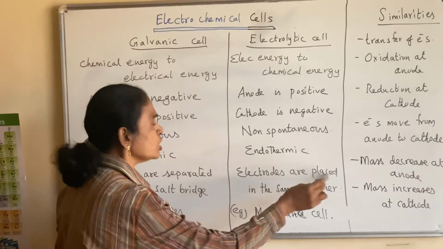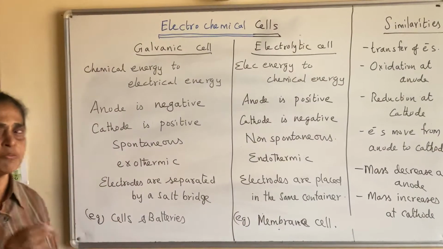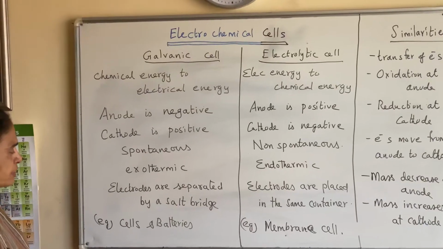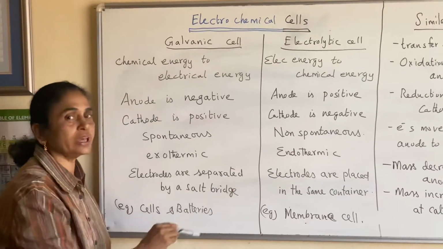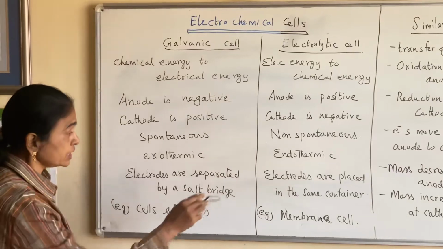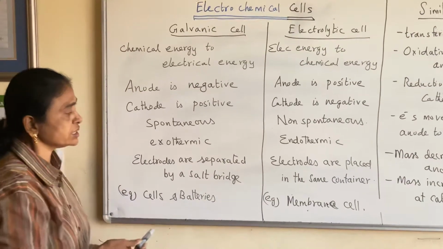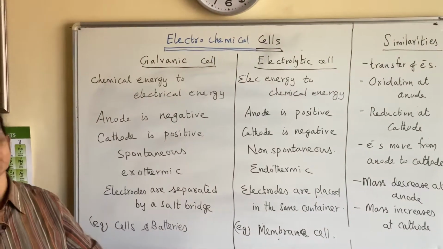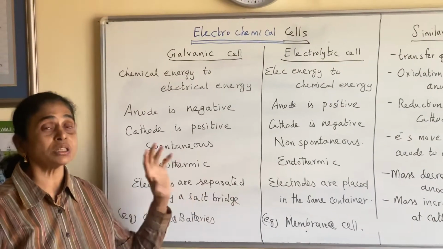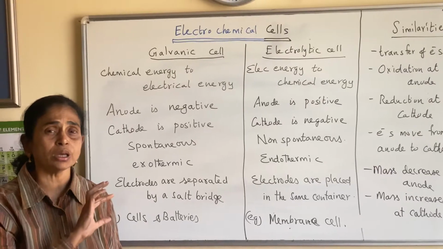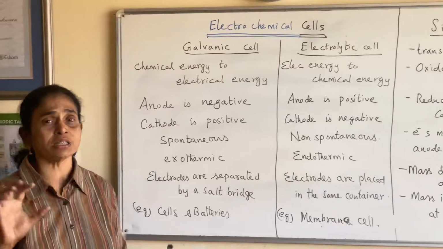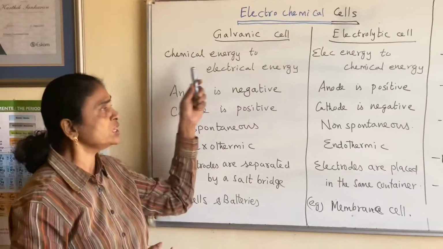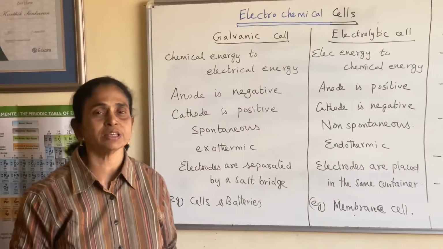Here the electrodes are placed in the same container, but in some factories they put something in the middle so that the products are not contaminated. So generally they can be in the same cell, same container. Now cells and batteries are examples of galvanic cells, and the membrane cell is an example of an electrolytic cell. So you must know the differences between them so that you know what cell is asked in the question. They give you a diagram or they give you an example and ask what type of cell that is. Is it galvanic or electrolytic? So these differences help you to identify the cells. Thank you.